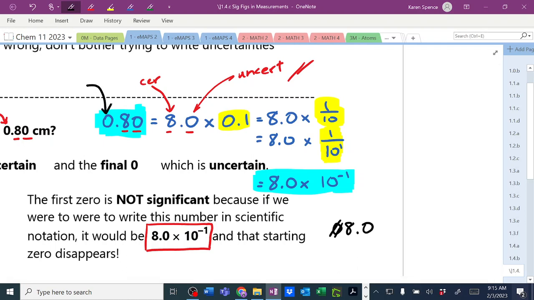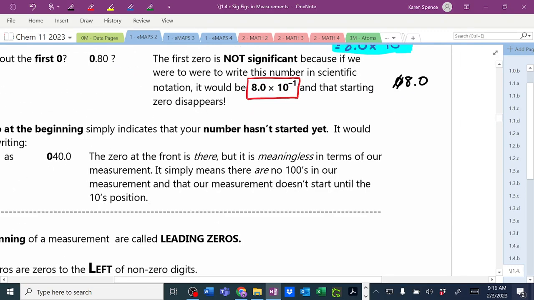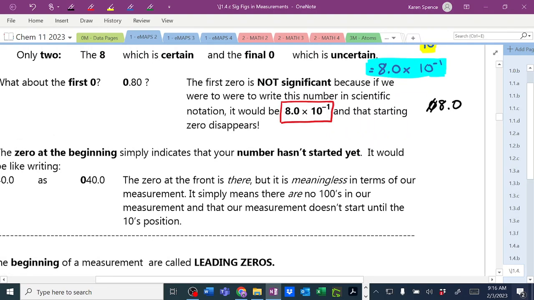Okay? Don't worry if you didn't catch the scientific notation thing. That's what we're going to be dealing with tomorrow, which is actually today for me. Haha.